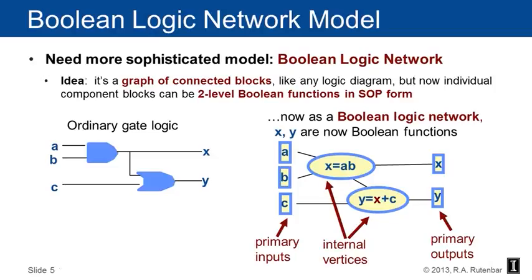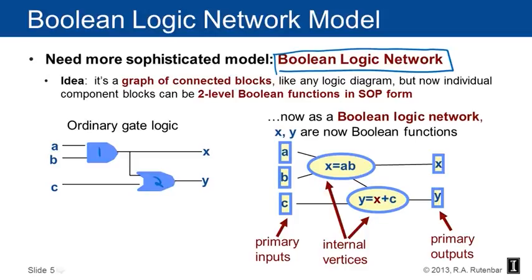So it turns out we need a more sophisticated model, and the model that we need has a name. It's called a Boolean logic network. And it's a surprisingly simple idea. So the way to illustrate that is, let's take an ordinary gate level logic network with which you're very familiar, and I'll draw that on the left. And so there are two gates here. The first gate is an AND gate. It has A, B as an input and X as an output. And the second gate is an OR gate.